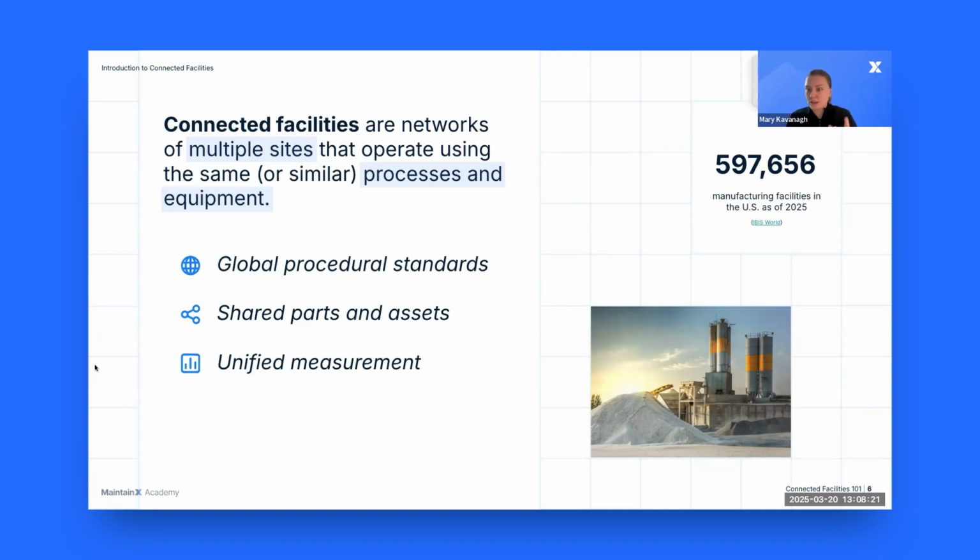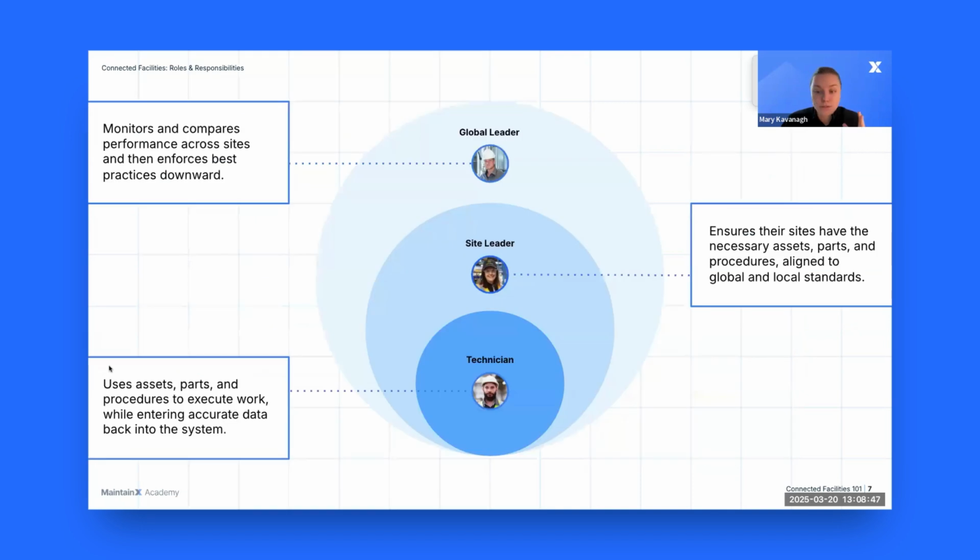It would be much more complex and confusing if we had 600,000 individual sites, but we don't. We have companies with very many sites under their umbrella. We want to make sure we're using every bit of functionality available to us to be as effective as possible within our network. Now, before we get into showing what that looks like within our different feature set, we will focus on the three key roles that we have within our connected facilities.